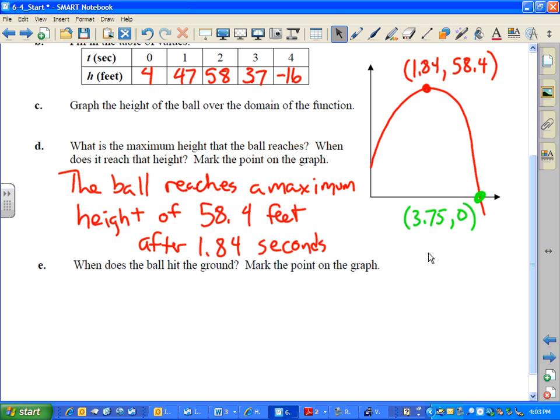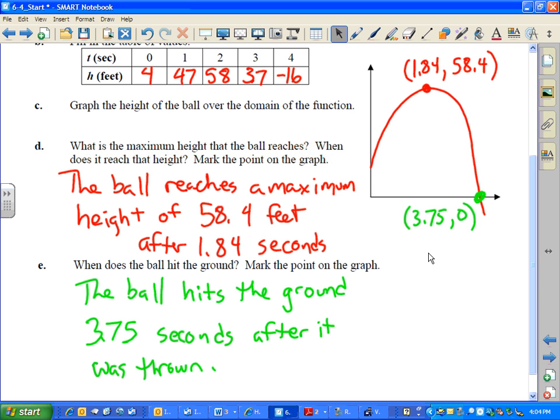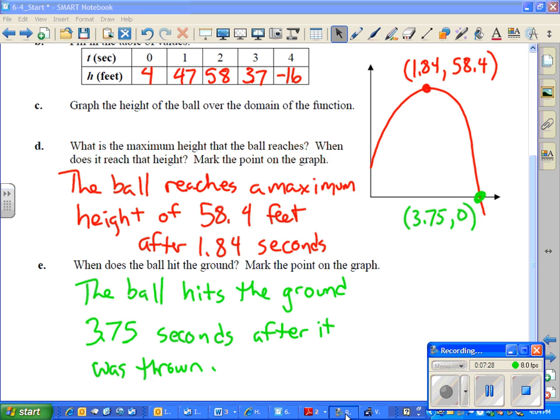So 3.75 and 0. There we have it. So the ball hits the ground 3.75 seconds after it was thrown, 3 and 75/100ths. That's a long example, but it's going through several key ideas. I think you'll be good.